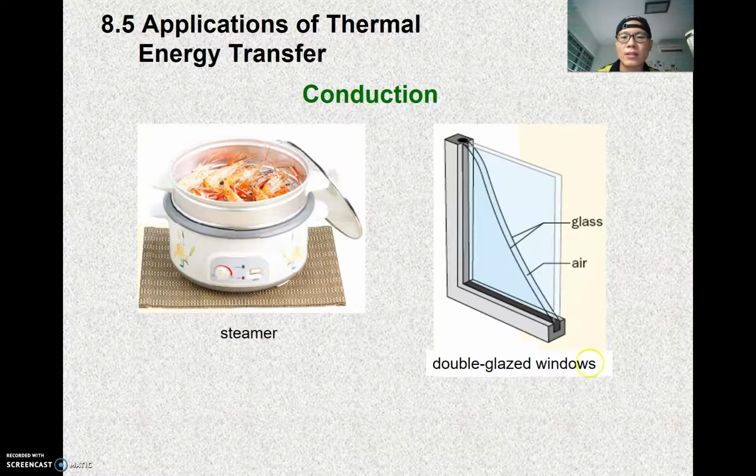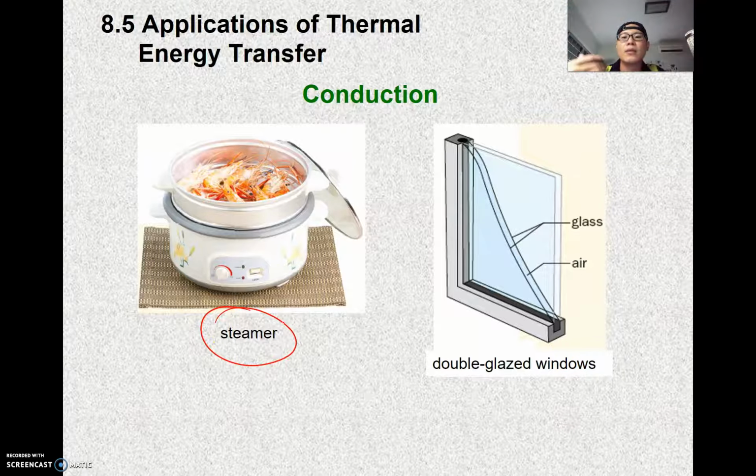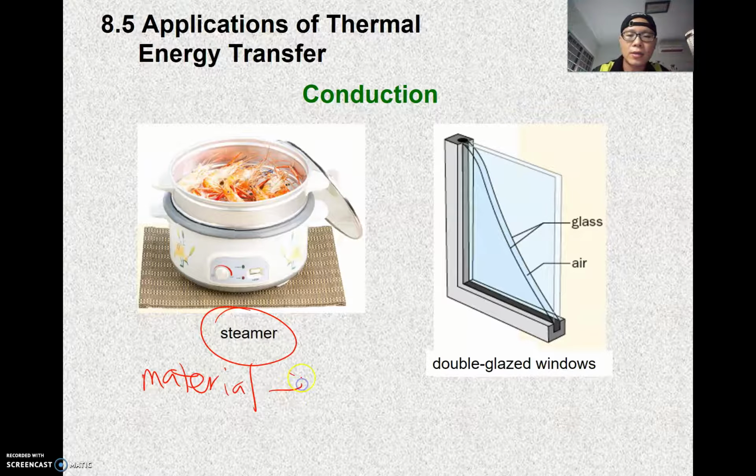So now let's look at several examples. Now we have what we call a steamer, or sometimes a double glazed window. Usually when we talk about a steamer, one thing to look out for could be the material itself. It could be a plastic steamer or a clear pot steamer. And sometimes take note of the picture I'm looking at. If I'm looking at the material, it could be dealing with conduction.